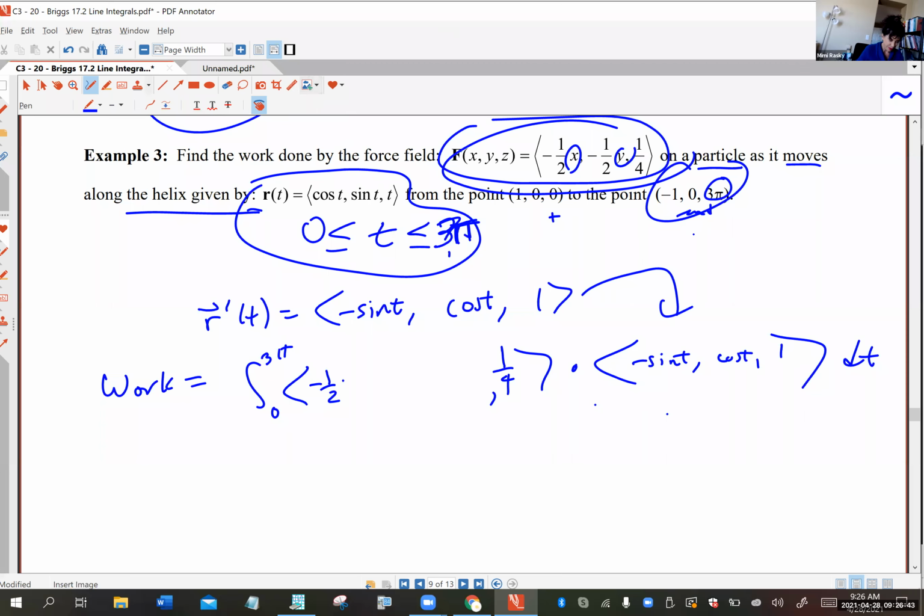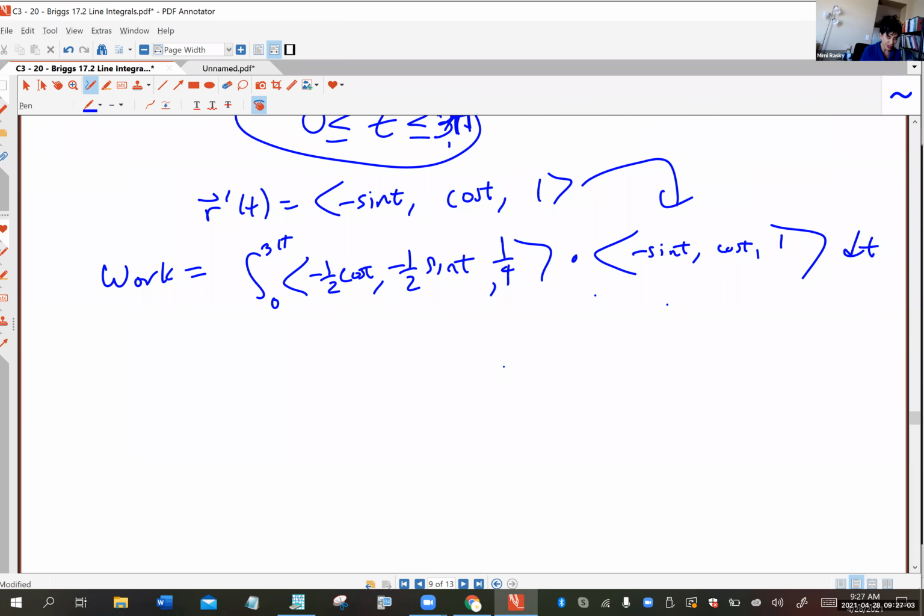Any ideas? What are we going to replace x with? Cos t. And then instead of y? Sine t. And don't integrate yet. You still first have to do that dot product. Then you integrate. Don't try to integrate this. That's silly. Do the dot product, then integrate.